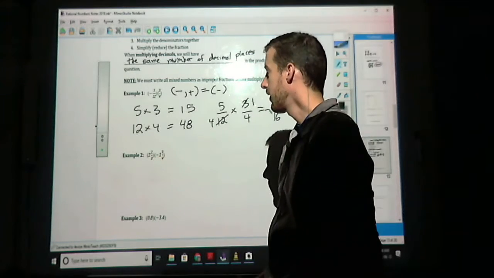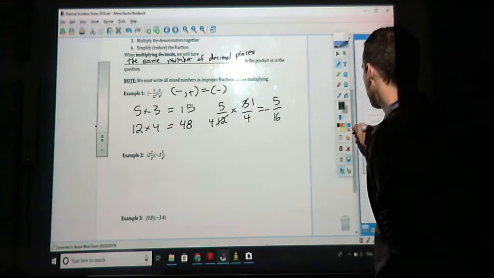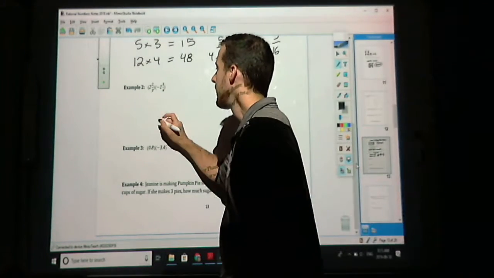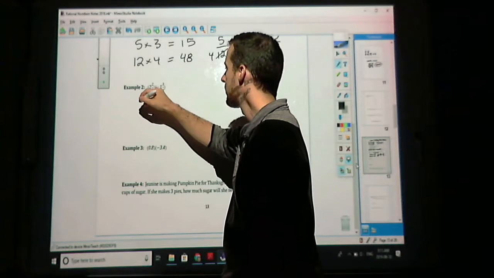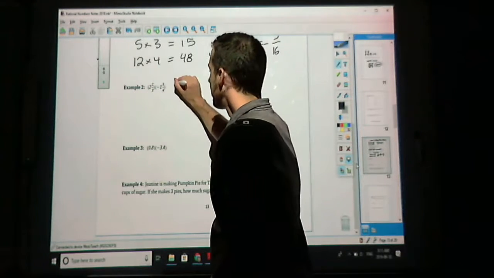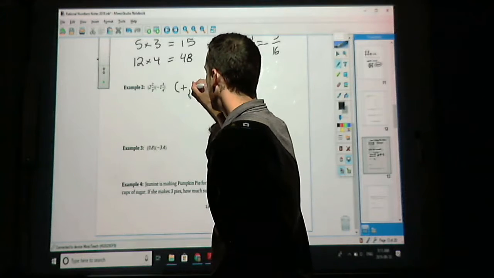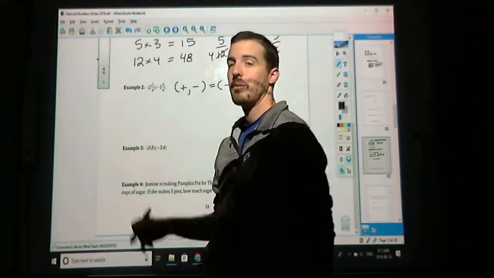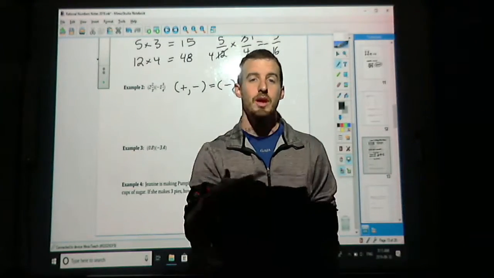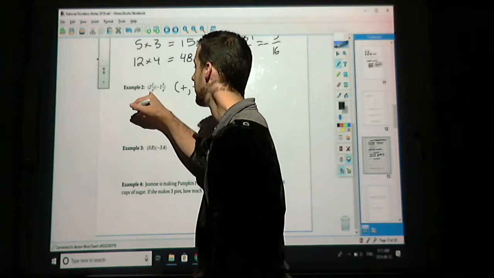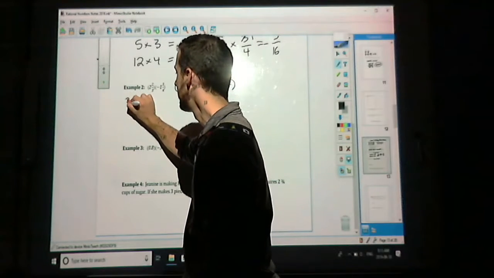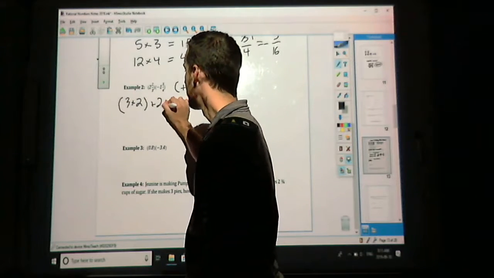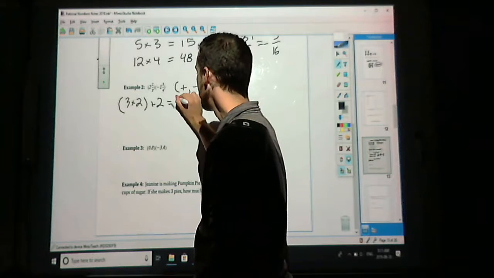All right, let's go to this next problem. I'll move this up so it's a little bit easier to see. Here we have 2 2/3 times negative 1 3/4. Same thing, we have a positive times a negative, and so our answer will be negative. Then we have to take our mixed numbers to improper fractions. So 3 times 2 plus 2 equals 6 plus 2, so 8.